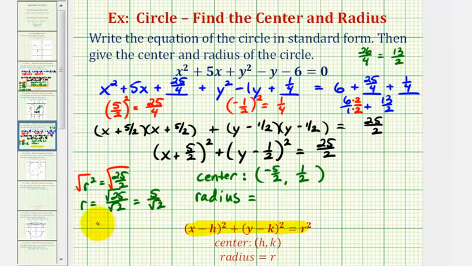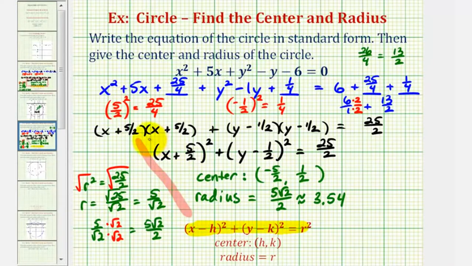But let's go ahead and rationalize this. We would have 5 divided by square root 2. So to rationalize this, we'd multiply both the numerator and denominator by square root 2. So we would have 5 square root 2 divided by 2. So the exact length of the radius would be 5 square root 2 divided by 2. If we're not required to rationalize, we can just give 5 divided by square root 2. But if we're going to use this to graph, decimal approximation will be more useful, which would be approximately 3.54. So we have a center with coordinates negative 5 halves, 1 half, and a radius that's approximately 3.54. So here's the information the problem required us to give.